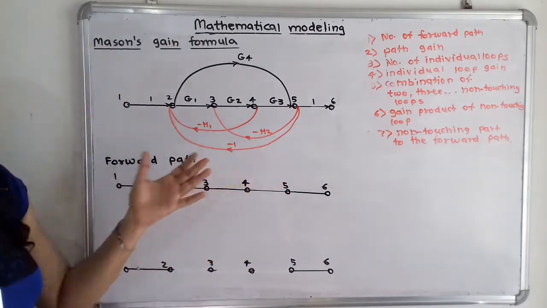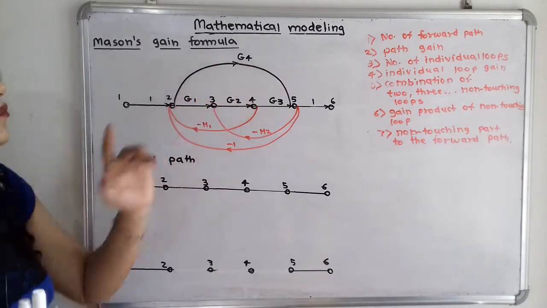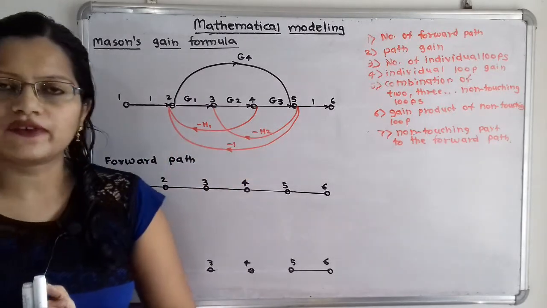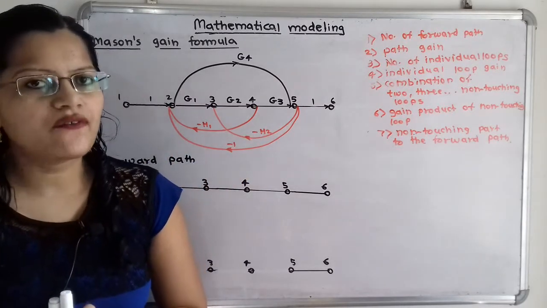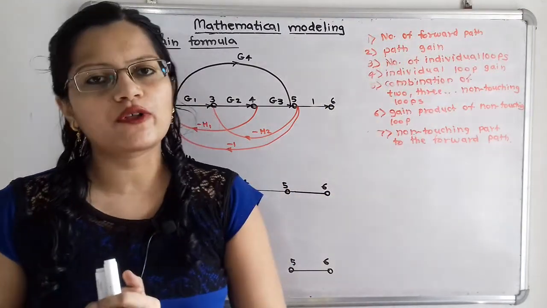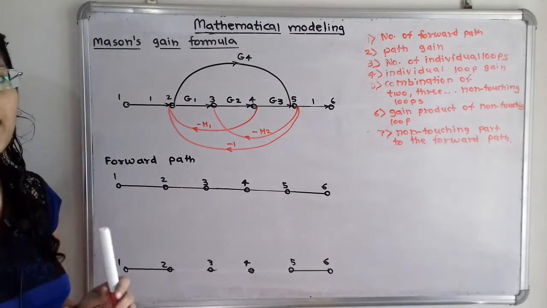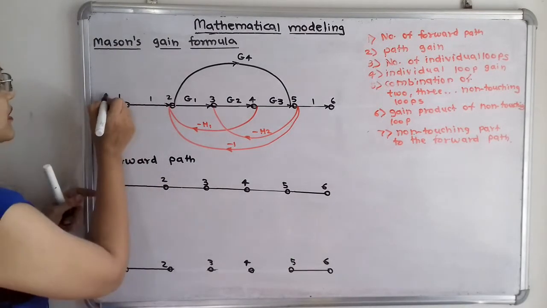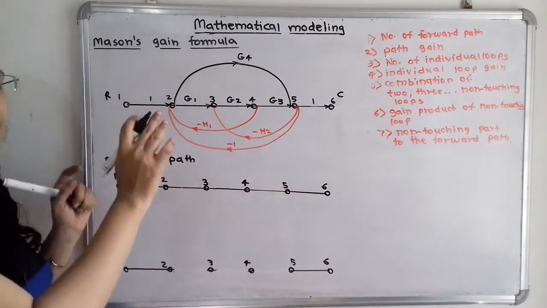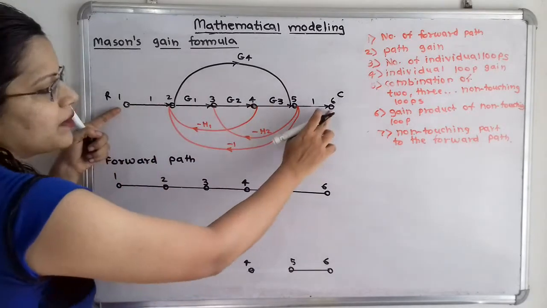This is the given question. All the forward paths I have shown with the help of black marker, and feedback paths I have shown with the help of red marker. Now what is the first point? The first point is we have to find out the number of forward paths. In this given question, forward path means from input signal R to output signal C. So we have to complete the total path from node number 1 to node number 6.